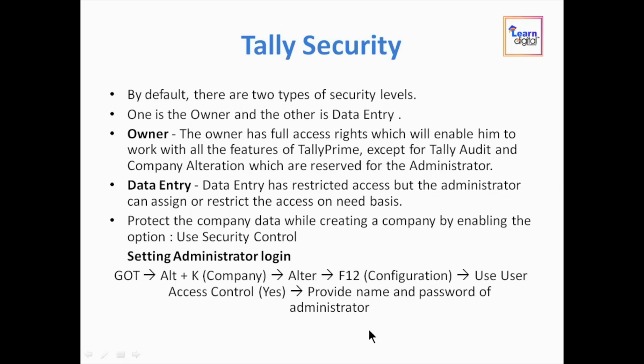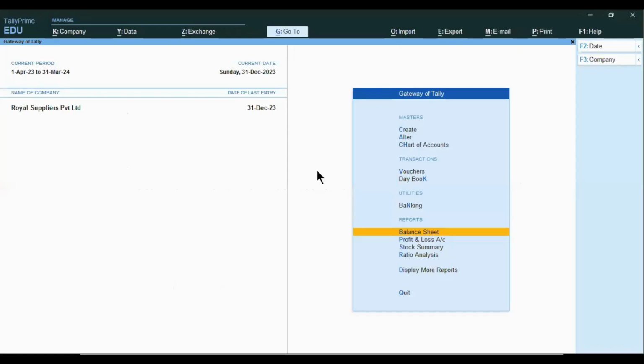So let's start with the same. This is our company, Royal Suppliers Private Limited. As we have already created the company, we can open the alteration screen of the company, and then we will provide the Tally password. Otherwise, while creating the company, you can provide the Tally security password.